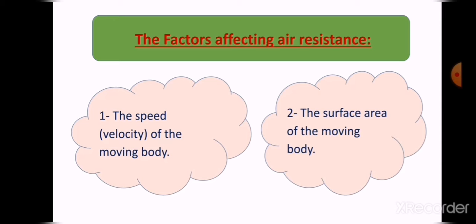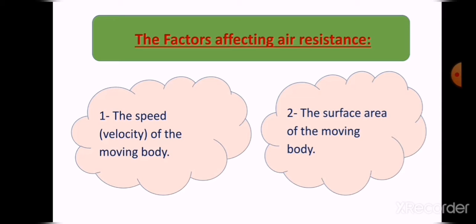Okay, remember me. What are the factors affecting the friction force? I said there are 3 factors affecting the friction force. Number 1, type of surface material. Number 2, speed of the body. Number 3, the surface area. But for the factors affecting the air resistance, there is no type of surface material, because this object moves in the air.